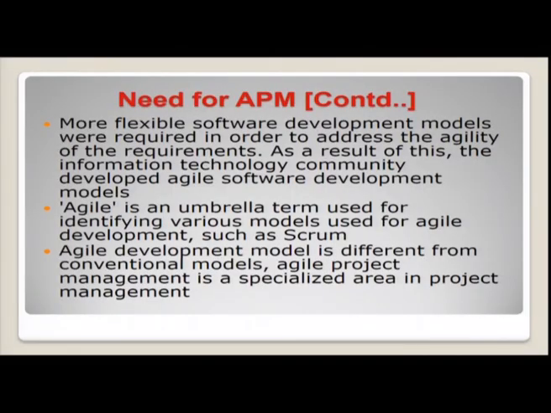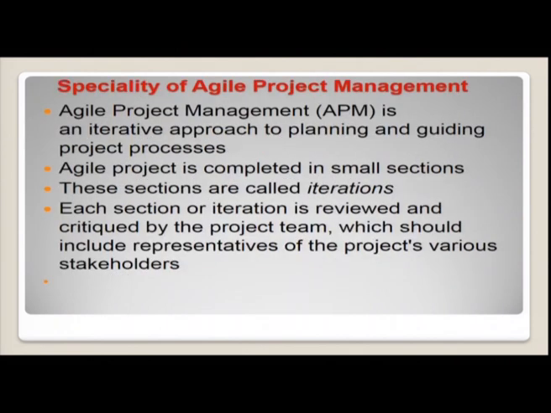Agile development model is different from the conventional or traditional life cycle models, wherein agile project management is a specialized area in project management. Now let us see the speciality of using agile project management. Agile project management, shortly called APM, is an iterative approach to planning and guiding project processes. Agile project is completed in small sections. These sections are called iterations.